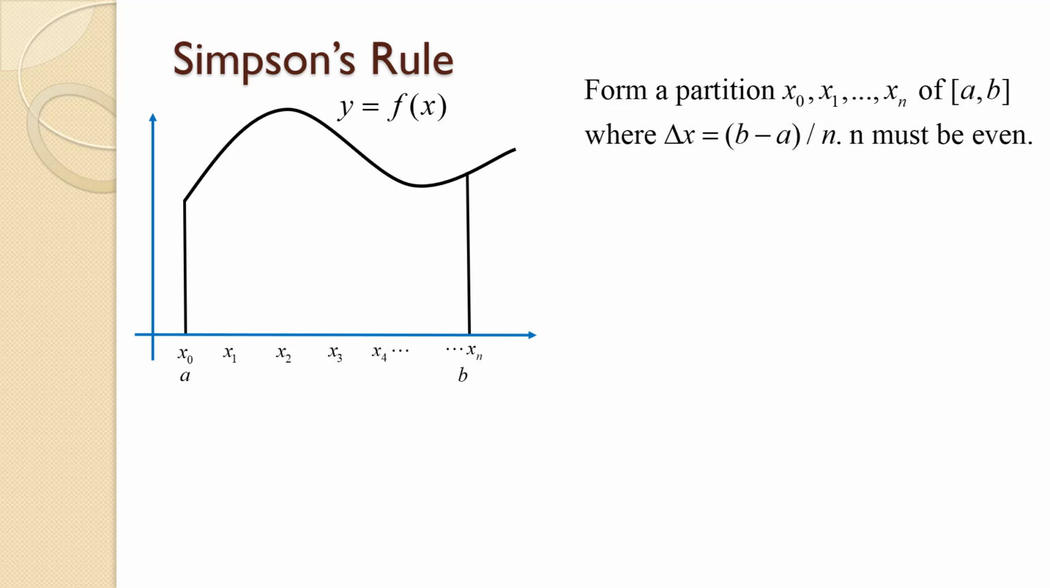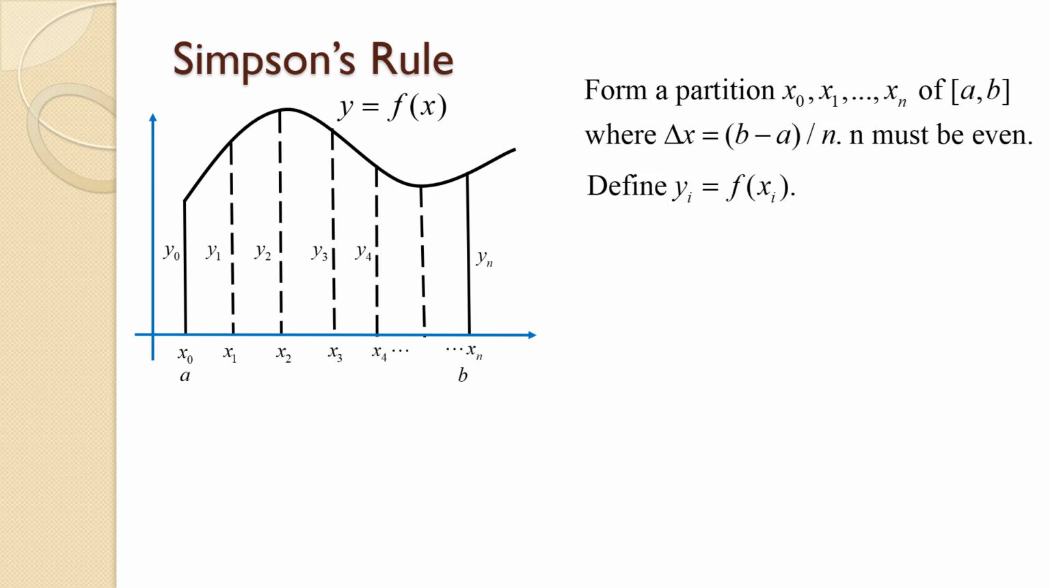As before, let's go ahead and partition the interval from a to b into x sub 0, x sub 1, and so on up to x sub n, and assume that the change between every x value is exactly the same, to get n equal length subintervals, each whose length is b minus a divided by n. Also, though, unlike what I did with the trapezoidal rule, let's assume that n is even, because if it's not even, I won't be able to do all the steps I intend to do.